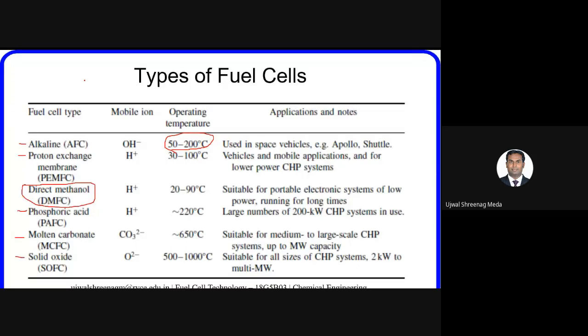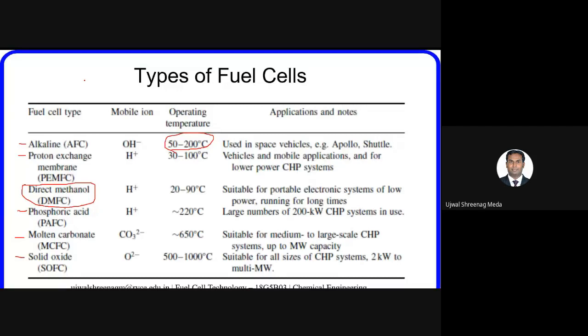However, there are exceptions where the AFCs are operated close to 200 degrees centigrade as well. So this is a wider range, but in classification, it falls under low temperature fuel cell. Coming to PEMFC, again the operating temperature is in the range of 30 to 100 degrees centigrade. This also falls under low temperature fuel cell.